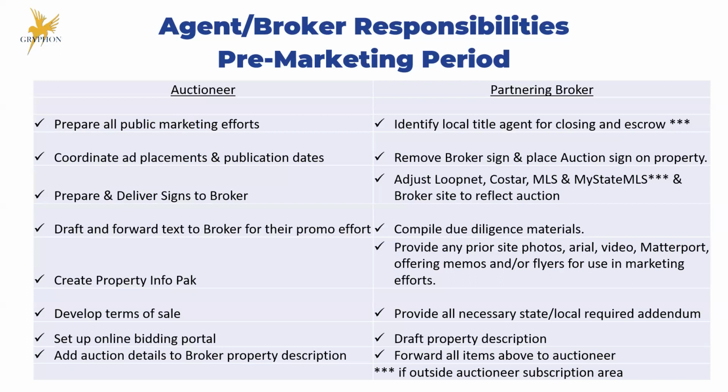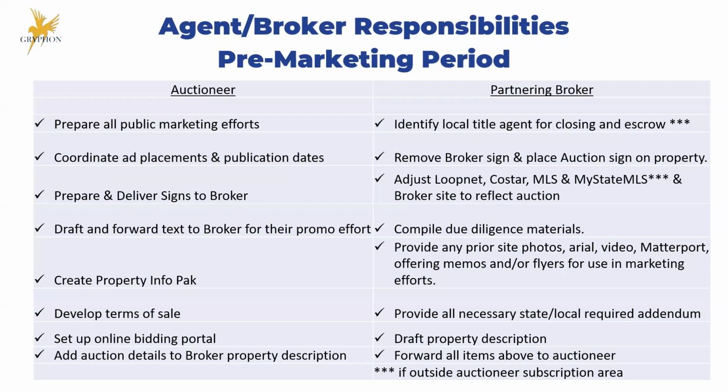For you guys on your side, if we are in an area where we don't have a local title agent, I'm going to ask that you introduce us to one. Remove the broker sign and place the auction sign on the property. Adjust your MLS and your MyState MLS. And if people don't know what MyState MLS is, it's a syndication portal that we really, really love. But we can talk about MyState MLS when we do Q&A. If it's commercial, adjust the LoopNet and CoStar. And what you're doing is you're changing the description that you've got in there.